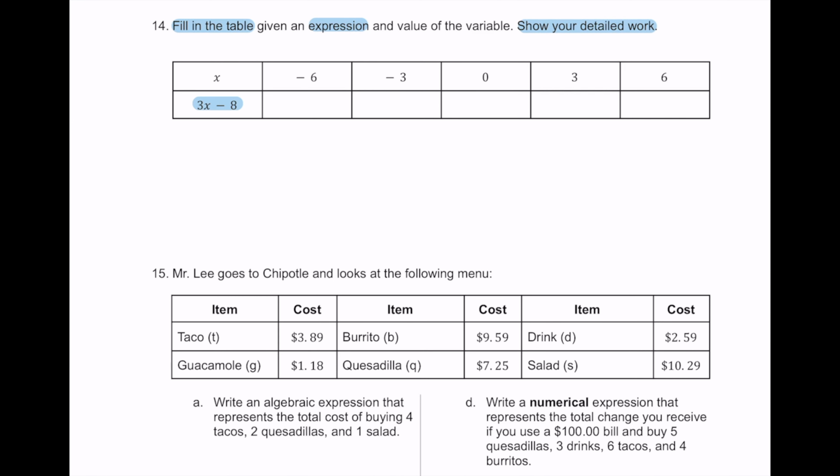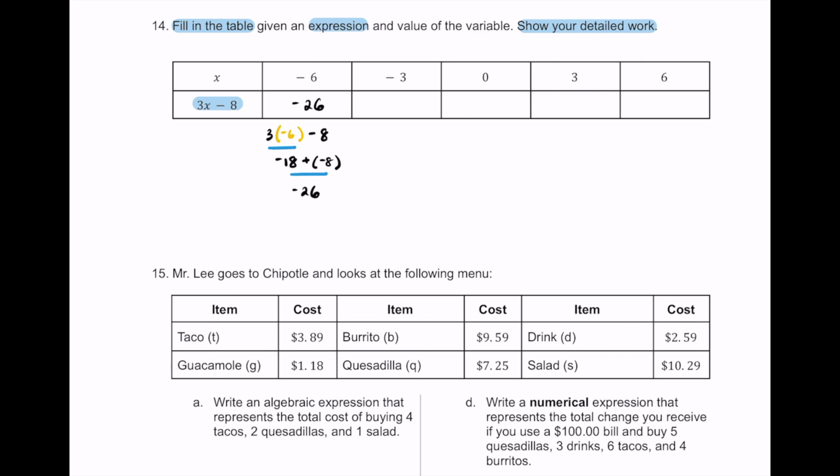Okay, so for this first one, x is going to be negative 6. So let's take that negative 6 and substitute it into this expression here. So it's going to be 3 multiplied by this negative 6. And then we're going to go ahead and take away 8 afterwards. Multiplying 3 times negative 6 is negative 18. Negative 18 minus 8 is negative 18 plus negative 8. And negative 18 plus negative 8 is negative 26. So let's go ahead and put that in this empty box here.